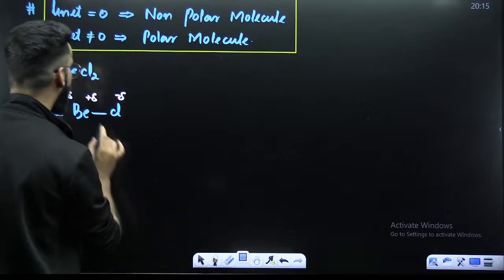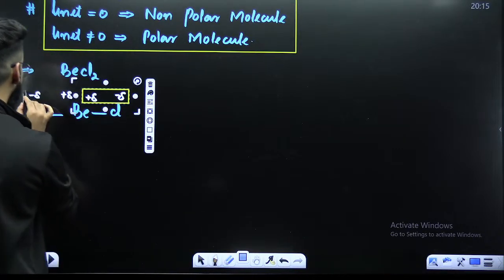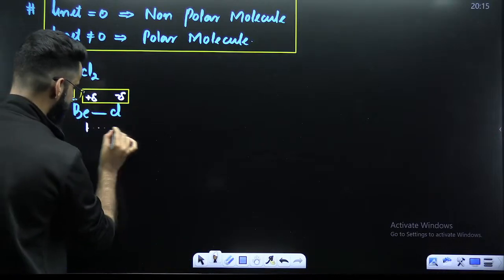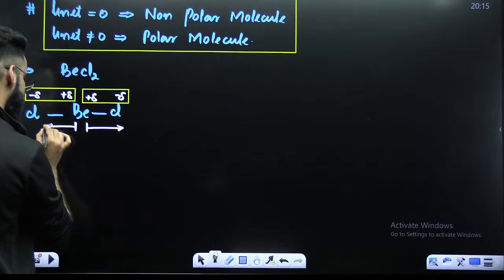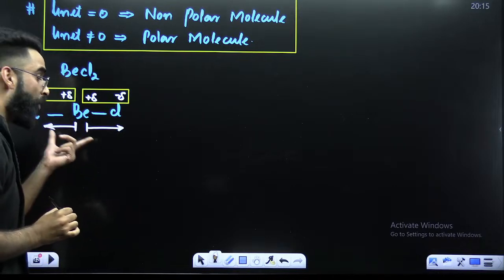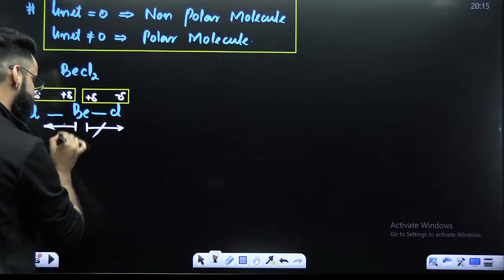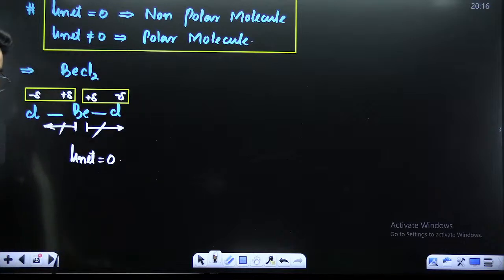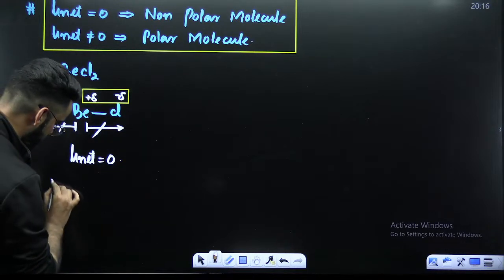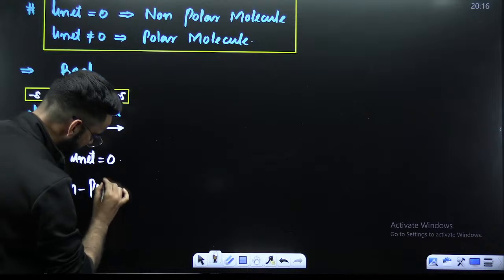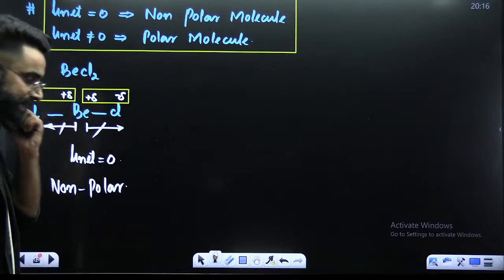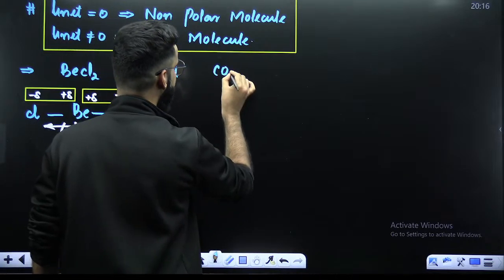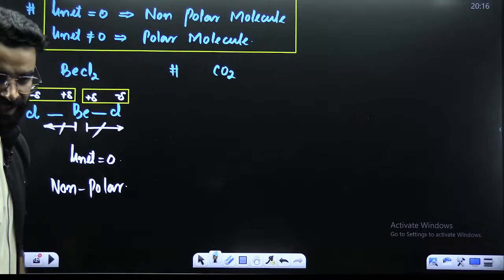So my dear students, how many bond moments do you have over here? You have 2 bond moments. One will be from positive to negative in this direction, and one will be in this particular direction. So equal and opposite bond moments cancel out. If I ask you, what is the net dipole moment here? The net dipole moment here is 0. So should I call this molecule polar or non-polar? It is an example of a non-polar molecule, right? For example, you have carbon dioxide. I believe you know its structure.